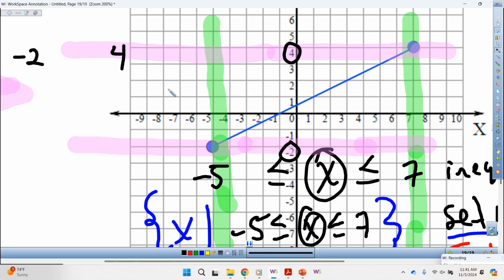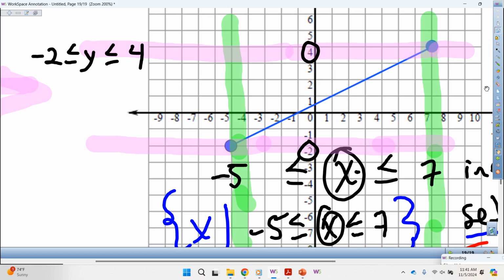So let's write it over here. -2 all the way to 4. But in this case, since it's sideways, we don't write x. What do we write? Y. Less than. 2 points are closed. So we write equal to. That's my inequality. All right? Write the set notation for that and the interval notation.